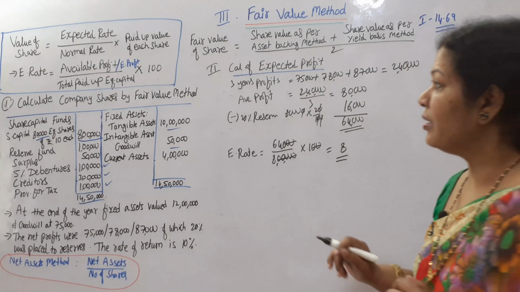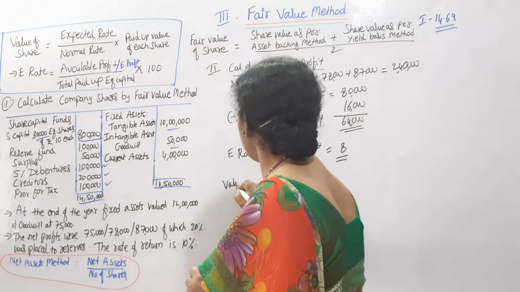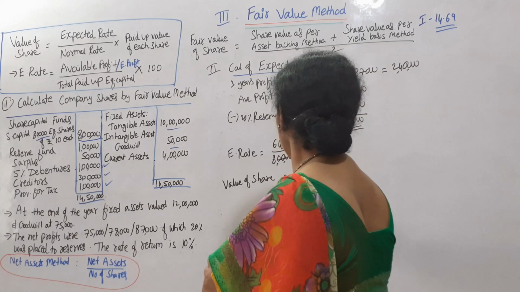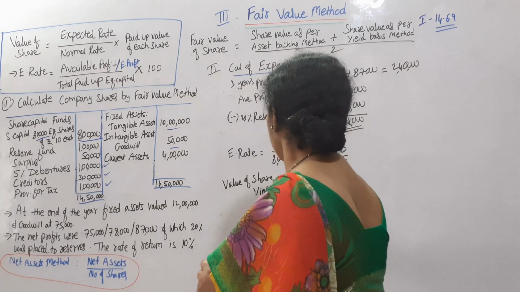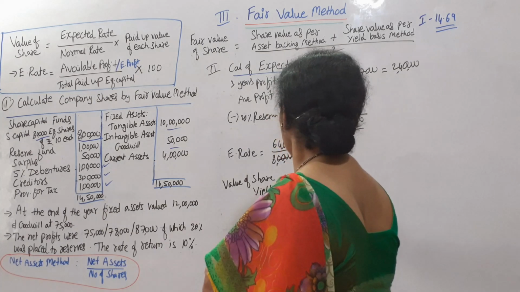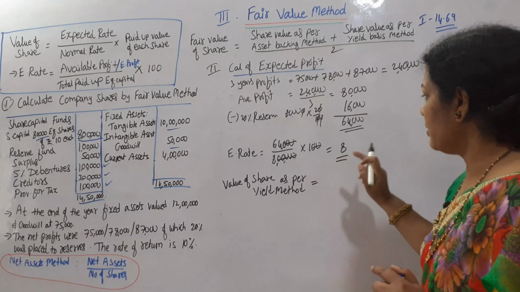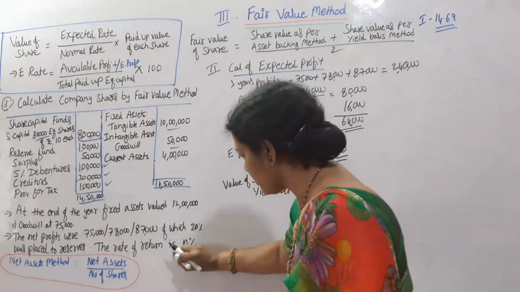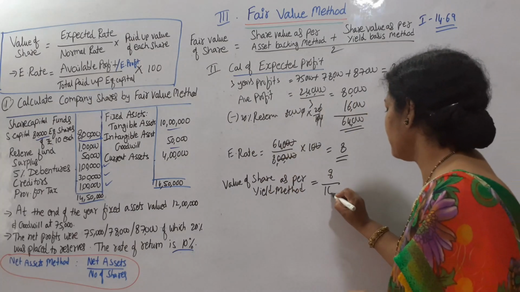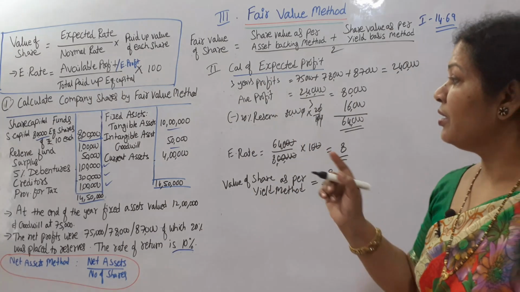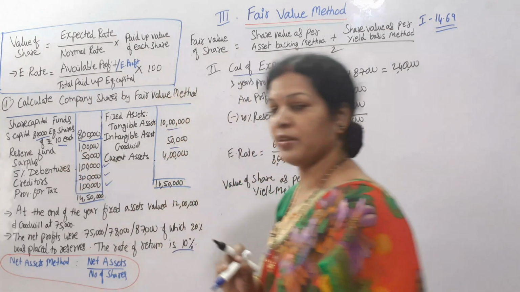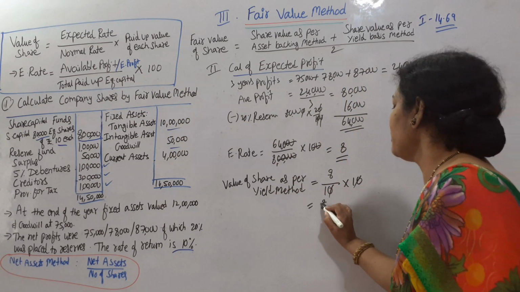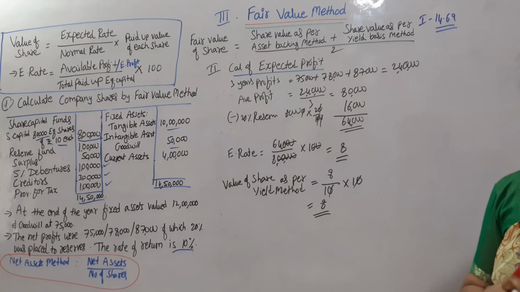Now, value of share as per yield method. What is the formula? Expected rate divided by normal rate into paid up value of each share. Expected rate is here 8, you got it already. 8 divided by normal rate, normal rate is here 10%, by 10, into paid up value of each share. Each share value is here 10. Into 10. It means it is 8 only. As per the yield method, it is 8.